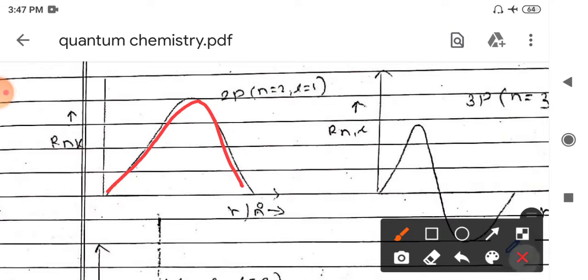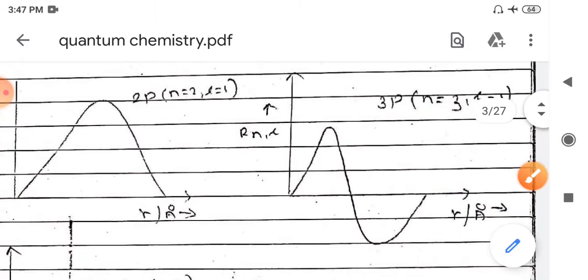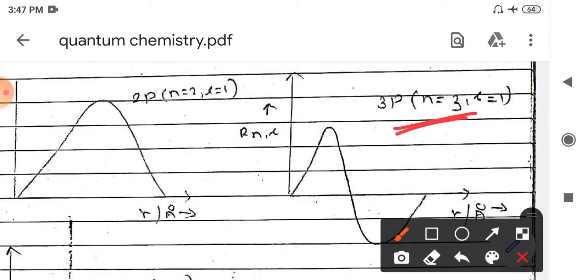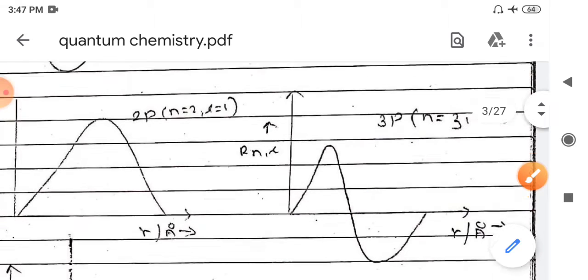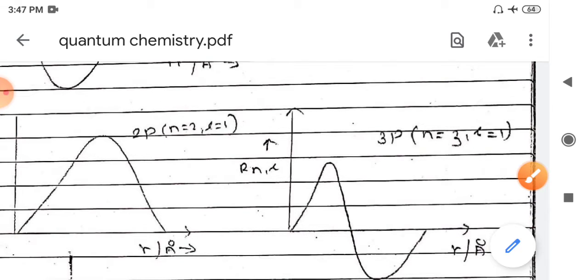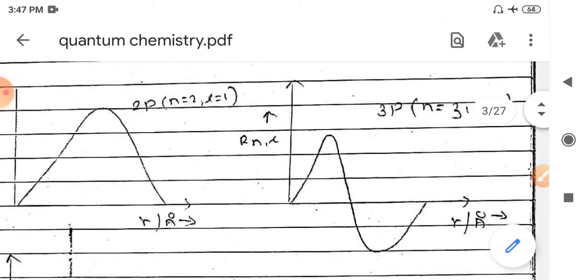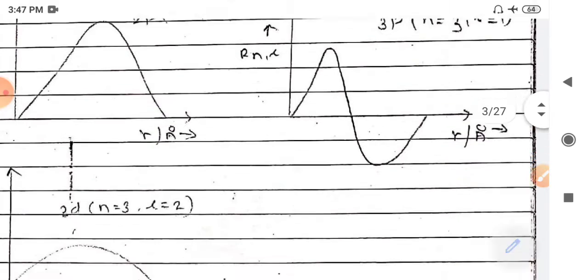Now for 3p orbital we will have one node. The radial plot will look like this. So you need to be able to tell the shape of the plot for the various orbitals and how many nodes there are. So there is one node for the 3p orbital.